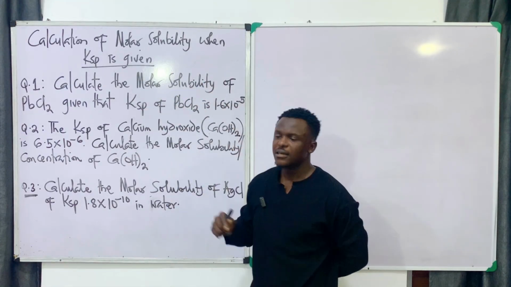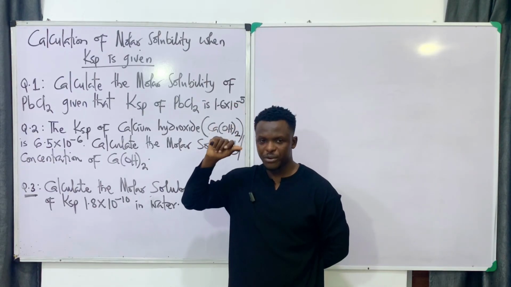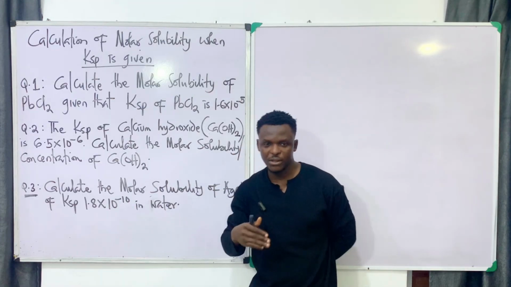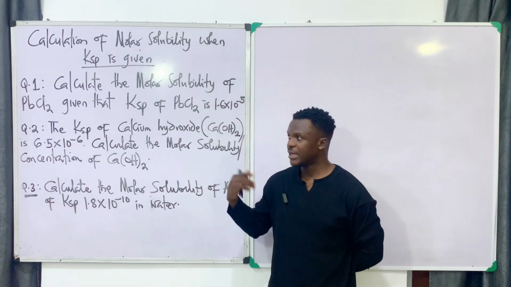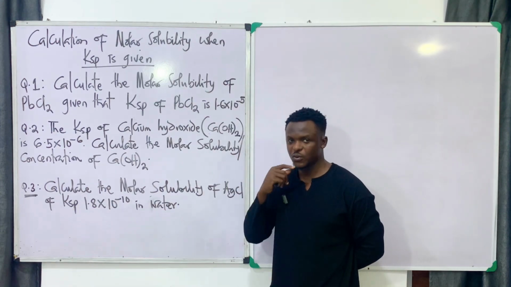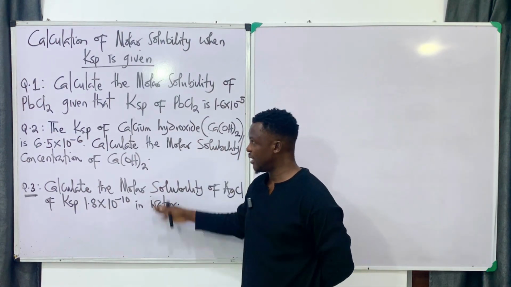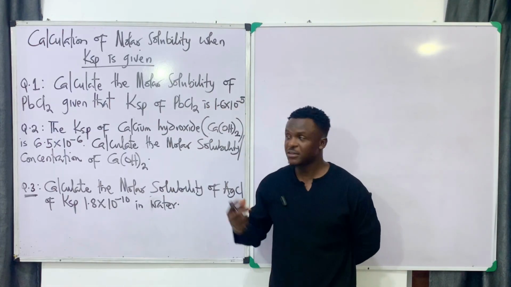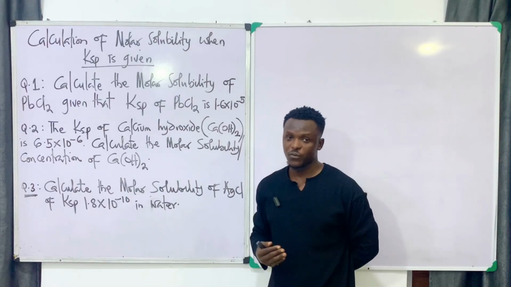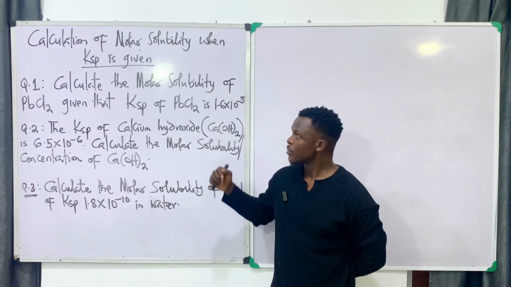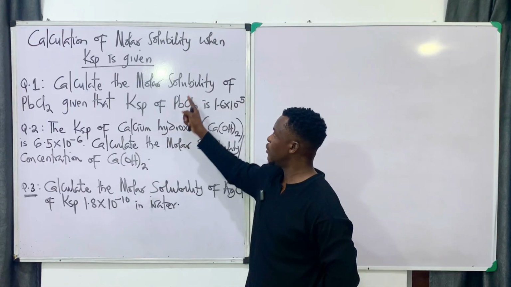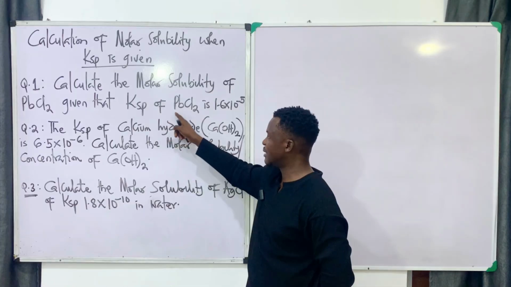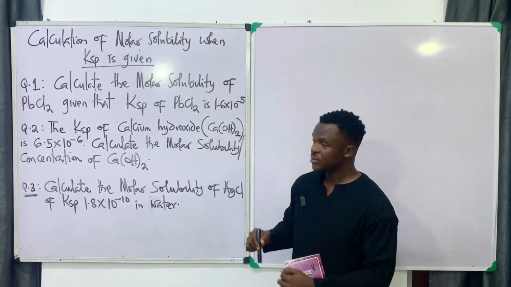Remember, like I said, this particular topic is the opposite of what we did previously. In the previous case, it was calculation of Ksp when molar solubility is given. So here it's more like the reverse of the first one. Now, we have 3 questions here. At the end of these 3 questions, I believe you should get the concepts behind this. You don't have to solve hundreds of questions to be able to grasp this perfectly. The first one says, calculate the molar solubility of PbCl2, lead chloride, given that the Ksp of PbCl2 is this.